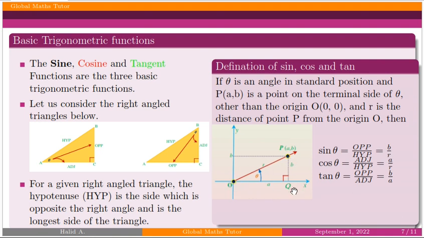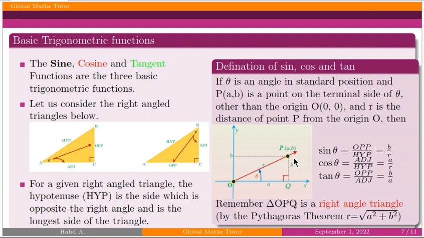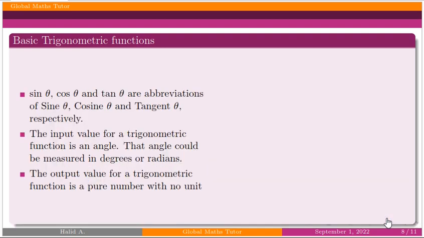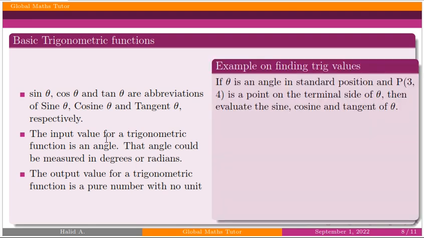Since OPQ is a right angle triangle, we can find r using the Pythagorean theorem, as r will be the radical of a square plus b square. Sin theta, cos theta are simply abbreviations, and the input of the trig functions is simply an angle, and the output will be a number.